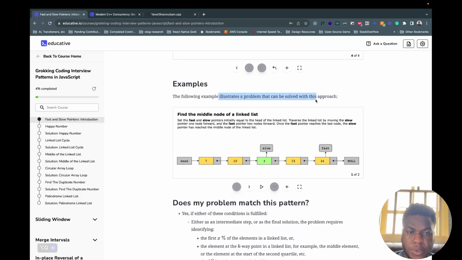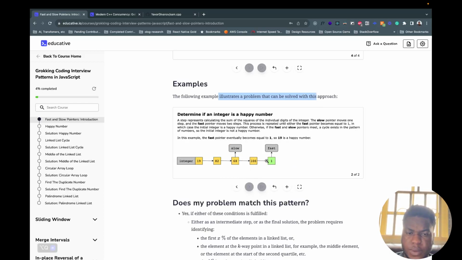A problem that can be solved with this approach: find the middle node of a linked list. Set both pointers to the head of the linked list. Traverse the linked list by moving the slow pointer 1 node forward and the fast pointer 2 nodes forward. Once the fast pointer reaches the last node, the slow pointer has reached the middle of the linked list. So once you reach the end, you've hit the middle.